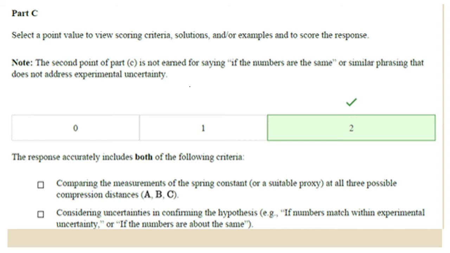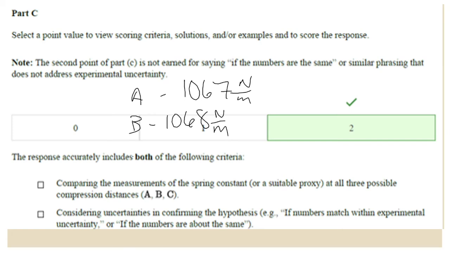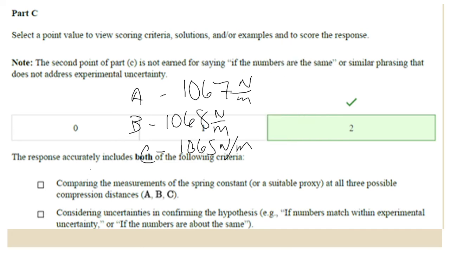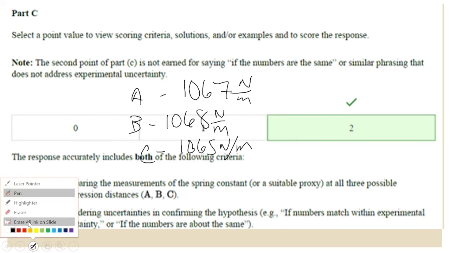Now, this is an important thing because you're just going to get some experimental uncertainty in your answers. And so they want you to mention that because, let's say the spring constant is 1067 newtons per meter. If at A, you get 1067, and at B, you get 1068, and at C, you get like 1065, that doesn't mean the spring constant is different at all 3 positions, and so the hypothesis is wrong. It means you had some experimental error, and that's pretty good. That's an important thing to realize.